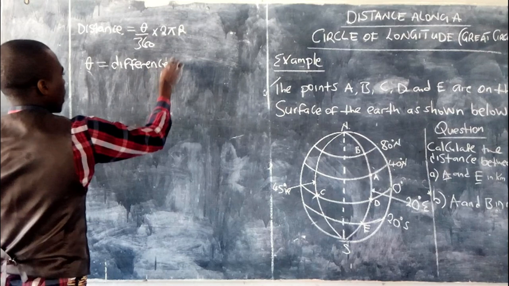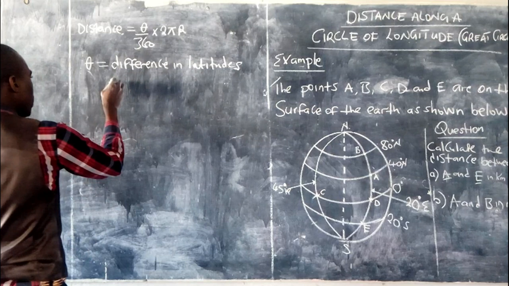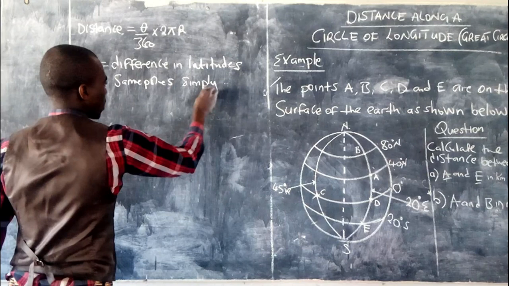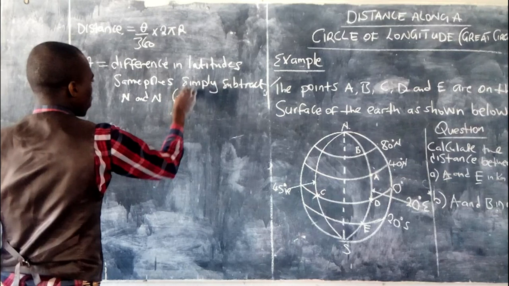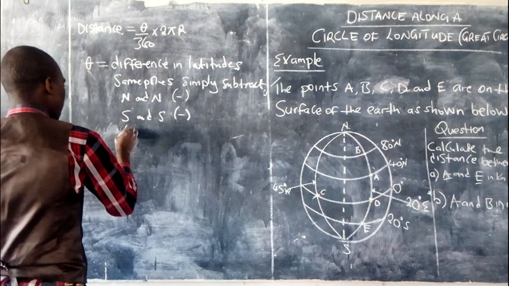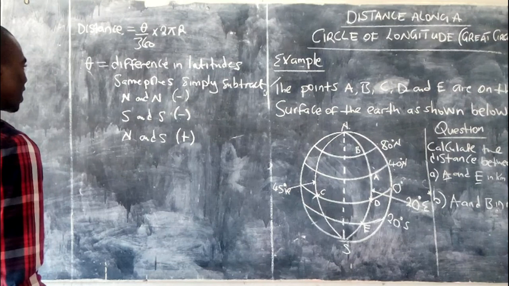Now, when we are finding the difference in latitudes, if you are dealing with the same poles, you simply subtract. What do I mean? If you have been given north and north, then you are going to subtract. If you have been given south and south, you are simply going to subtract. But if you are given a situation like north and south, to find the difference in degrees, you are supposed to add. You are going to see that in the examples.